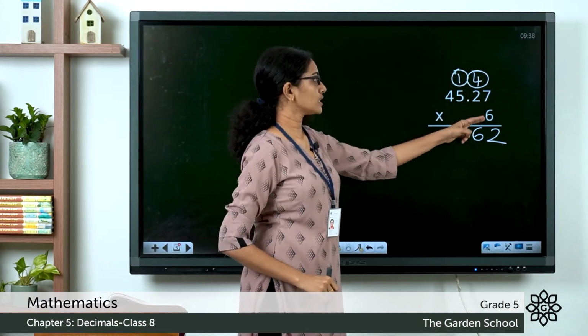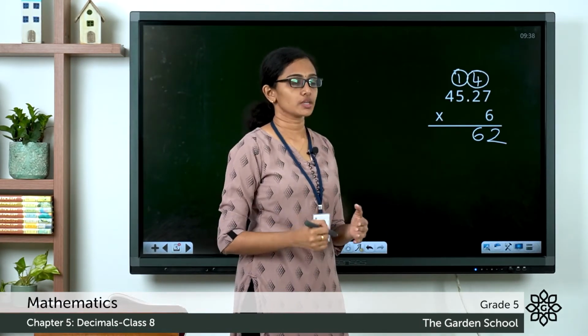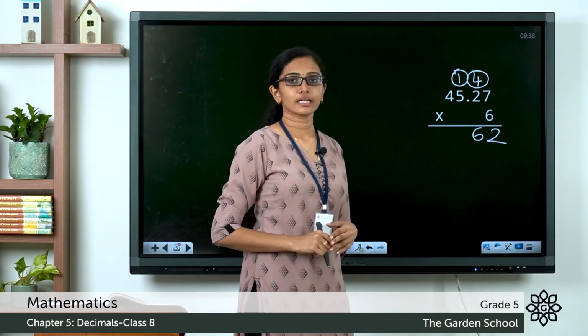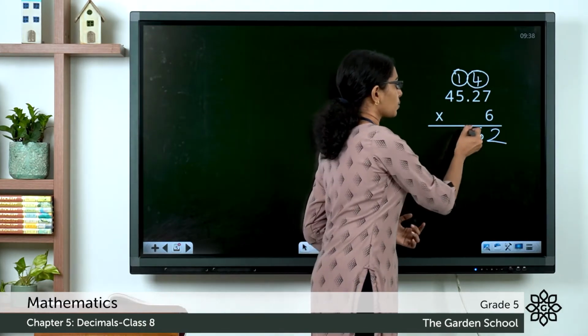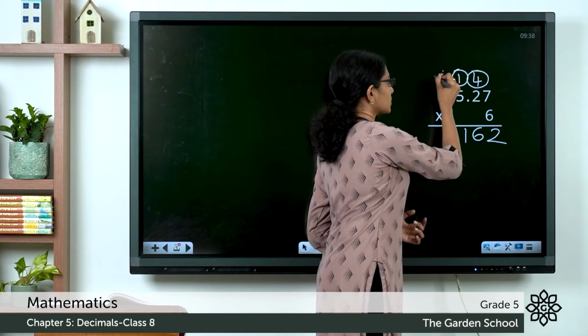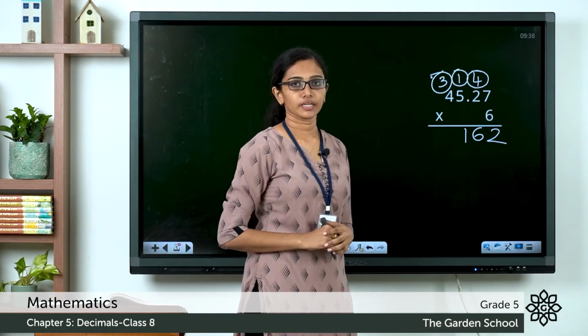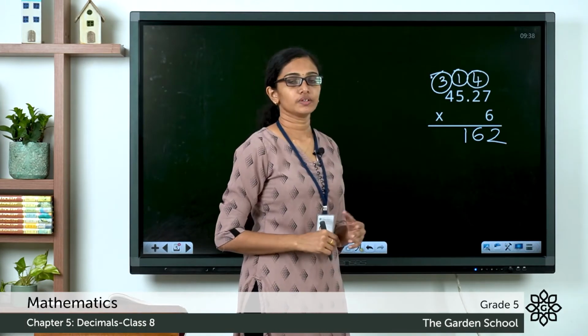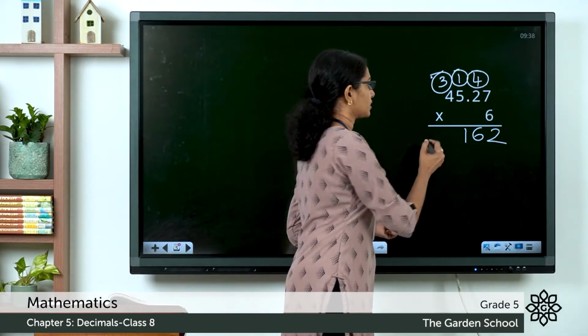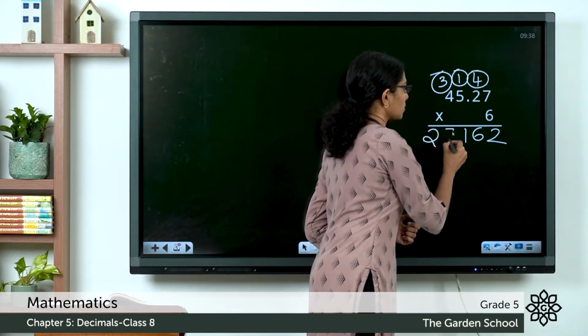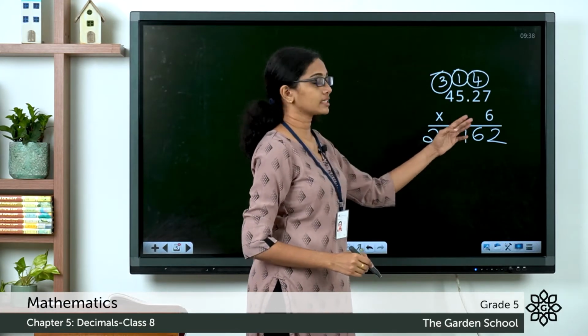Then do 6 into 5, which is equal to 30 plus 1, 31. We write that 1 here and carry over 3 to the next place. Then 6 into 4, 24 plus this 3, which is equal to 27. So right now we got 27162.